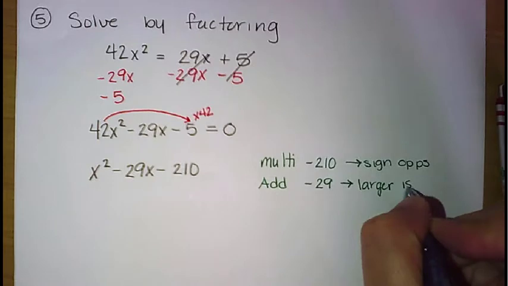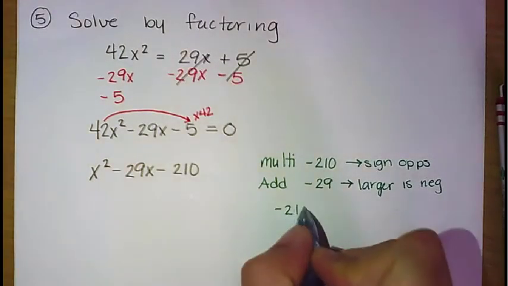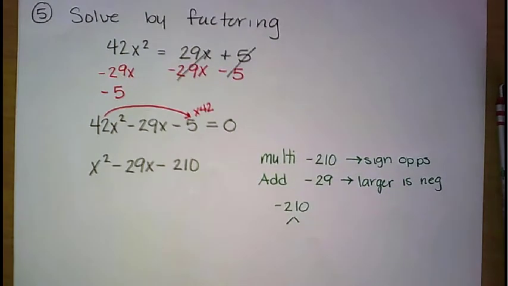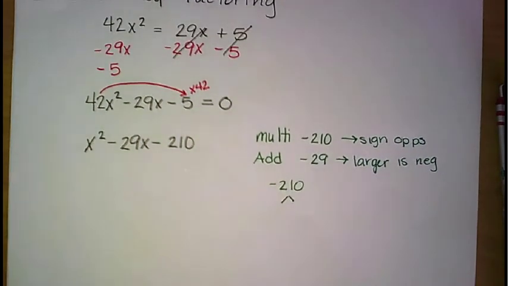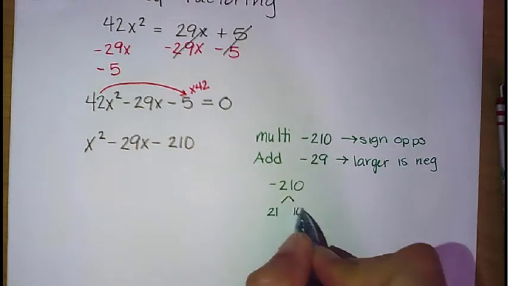Now, typically when I get something like this that's such a large number, I just say I think that's 210, and since it ends in a 0, I would use 21 and 10. Remember up here we said our larger number was negative, so we're going to make this a -21. Now that gives me -11, and that is not what I need, so I'm going to cross that out.